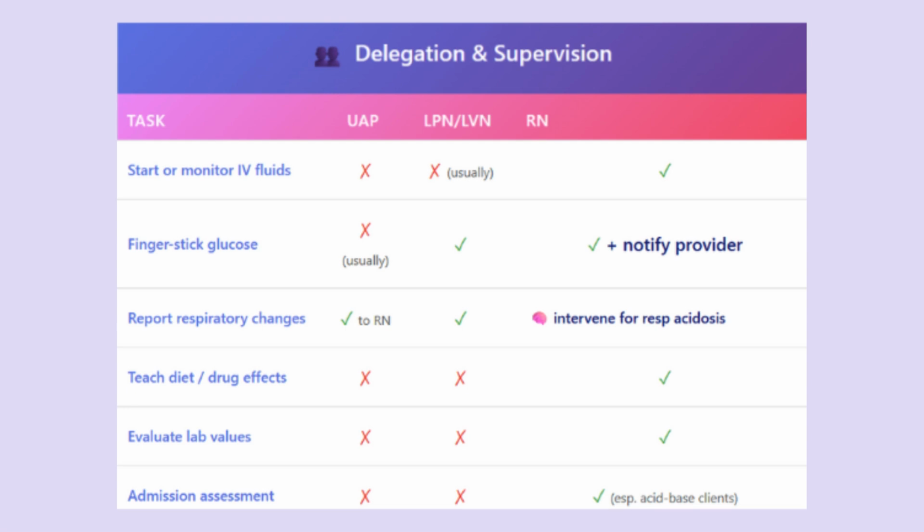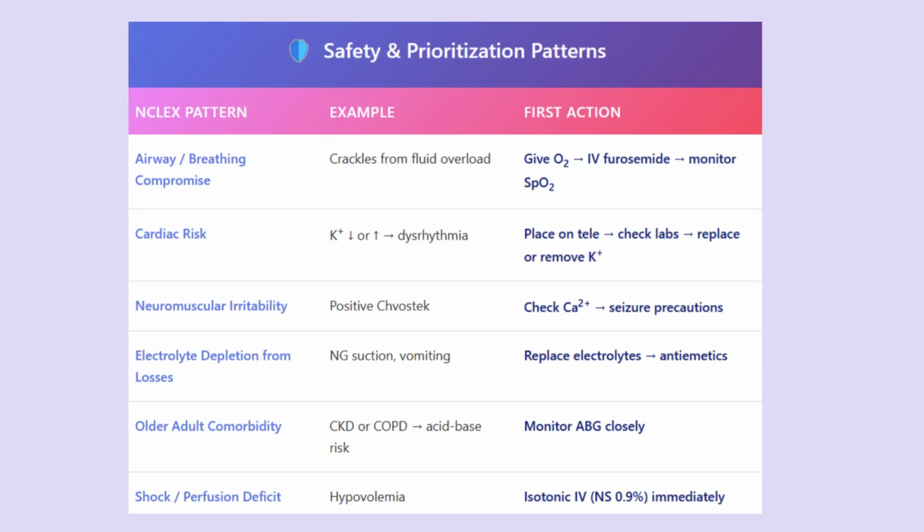Now let's review the safety and prioritization patterns that the NCLEX loves to test. When you hear crackles and see shortness of breath, treat airway and breathing first. Apply oxygen and give furosemide. If you see ECG changes suggesting a potassium problem, check the level and take immediate action. If a patient shows signs of neuromuscular irritability such as Chvostek or Trousseau signs, check calcium levels, start seizure precautions, and report it right away.